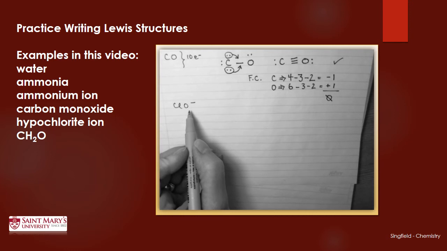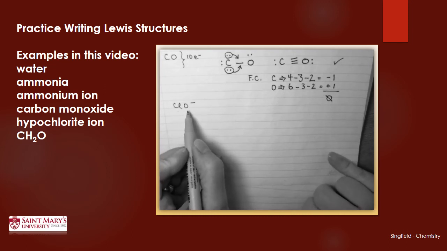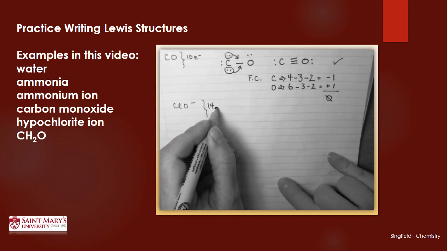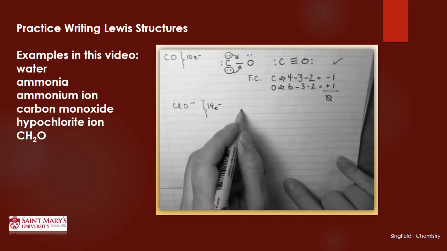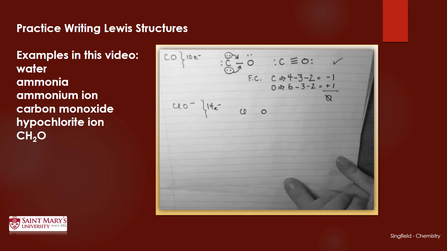7 and 6 is 13, and you might be wondering, that's an odd number, but I also need to add one more because it's a negatively charged ion. So I have 7 plus 6 plus 1, which is 14 electrons. Chlorine is clearly bonded to the oxygen. I only have 2 atoms in this species.